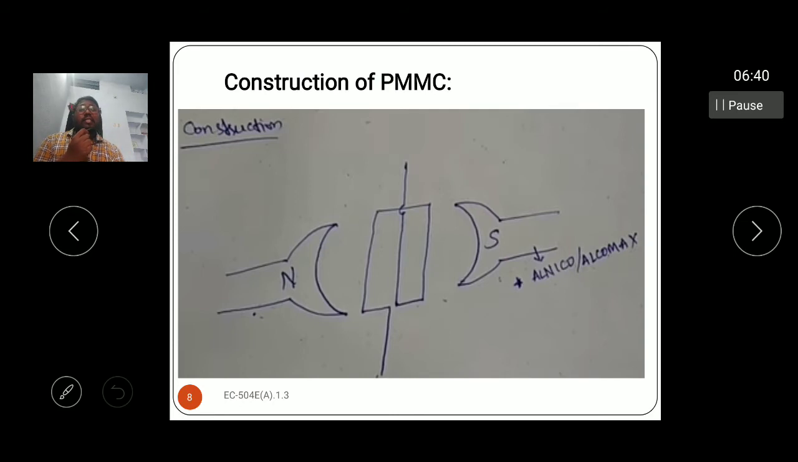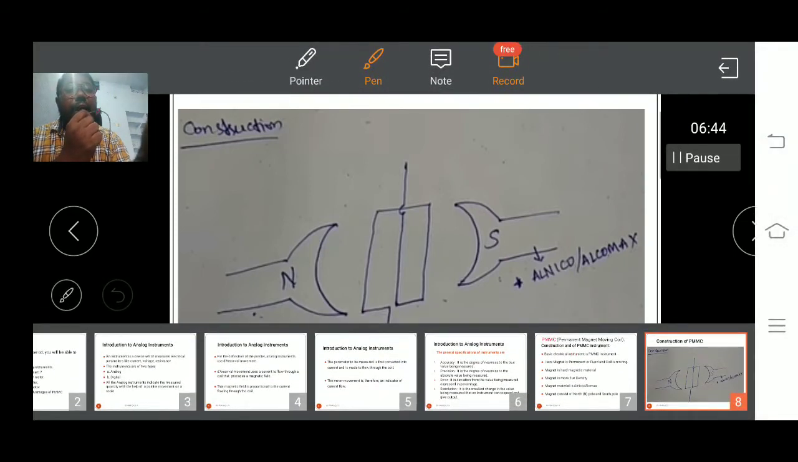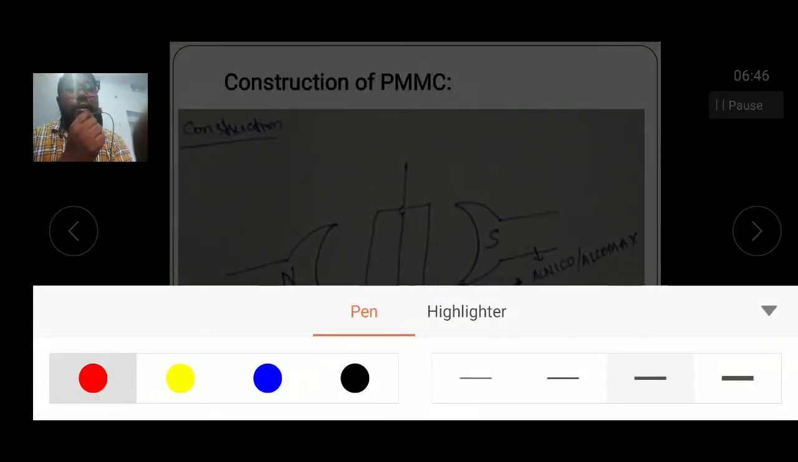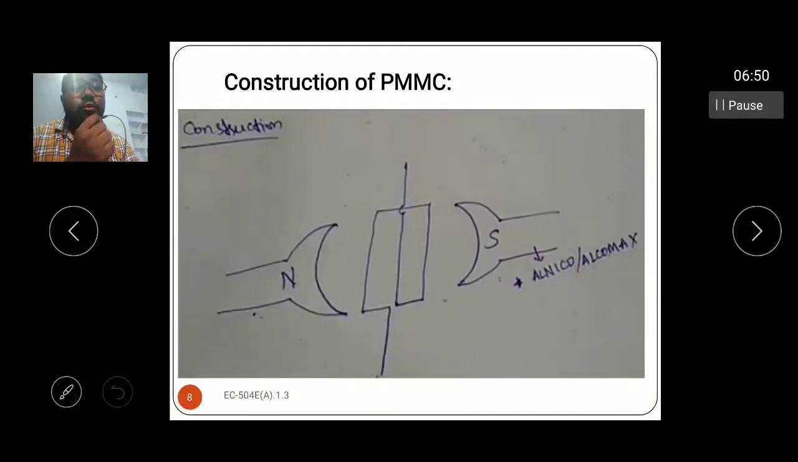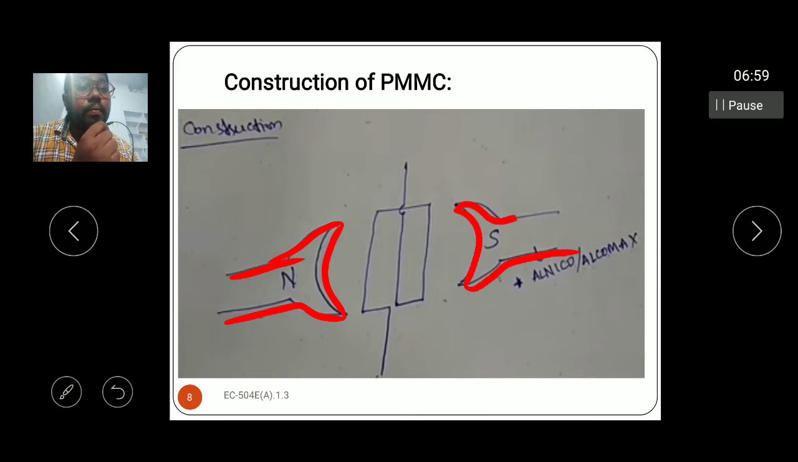Here is the basic construction of the PMMC. Here we are having the magnet. I am going to draw the diagram, just showing the diagram. Here we are having the north pole and south pole. This is the N, this is the S.